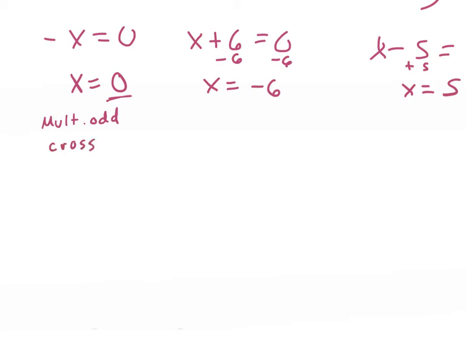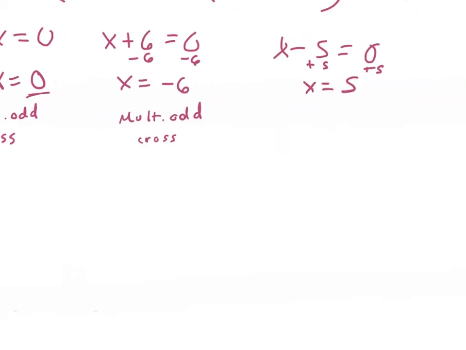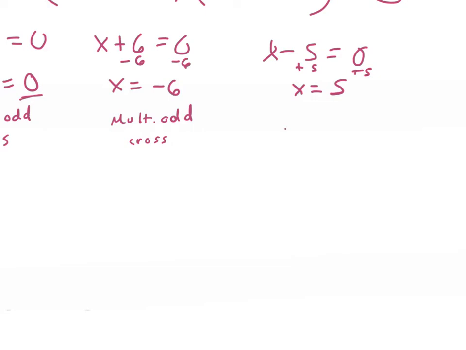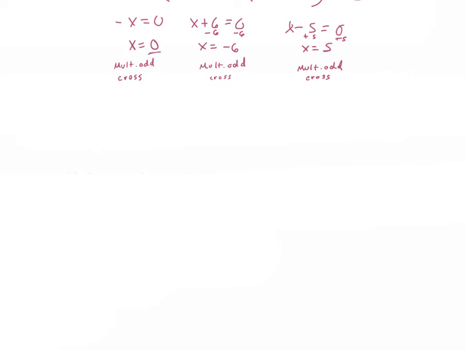Same thing. How many negative 6s did we get as an answer? 1. So is our multiplicity odd or even? Odd. If our multiplicity is odd, do we cross or touch and turn? We cross. And then how many 5s did we get as an answer? 1. So is our multiplicity even or odd? Odd. Do we go through or do we touch and turn? We cross.